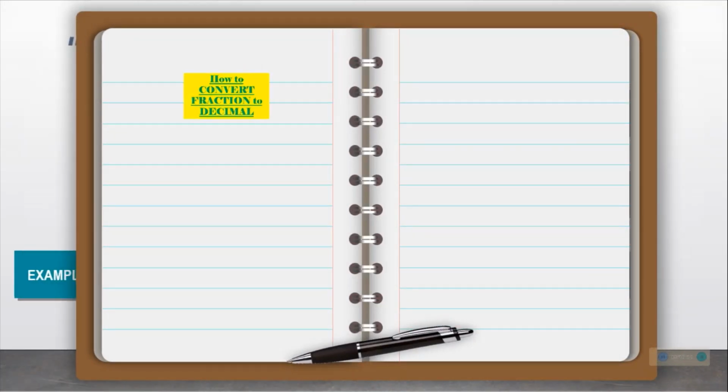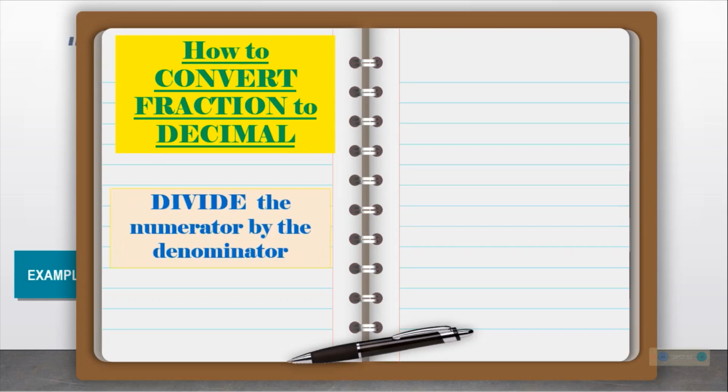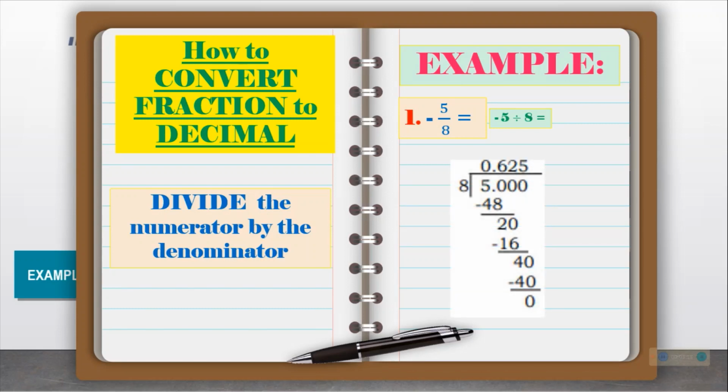Next, how to convert a fraction to a decimal. Divide the numerator by the denominator. For example, -5 over 8. So this fraction, we will convert it into a decimal. Meaning that is -5 divided by 8. So we have here, the numerator is yung nasa loob, and then the denominator yung nasa labas.